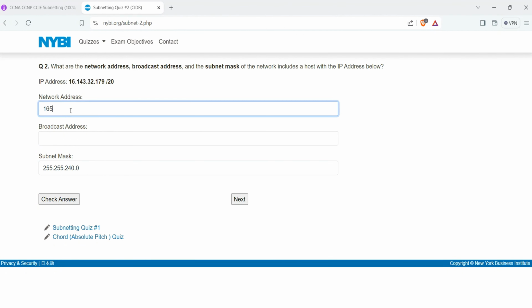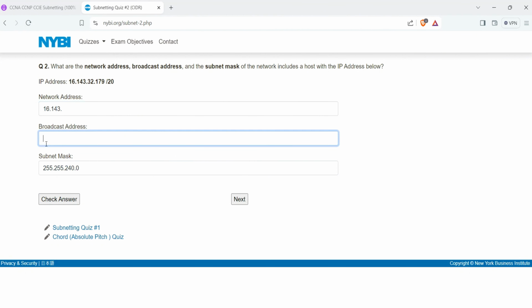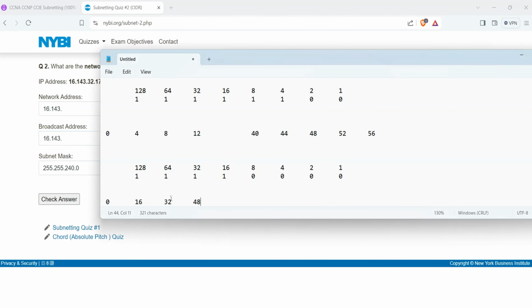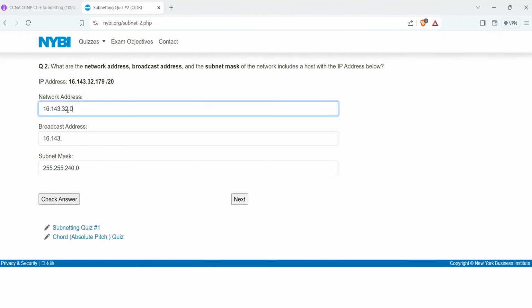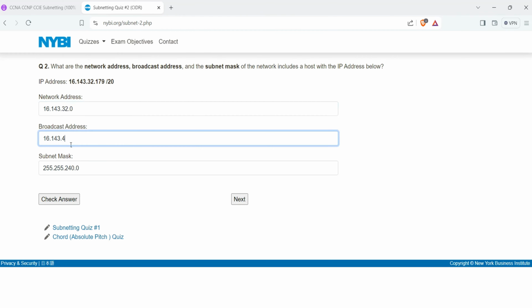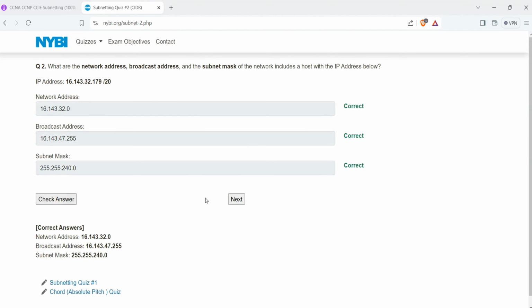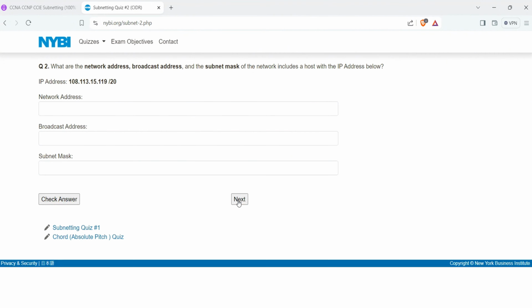So here is 16 dot what, dot 143 dot what? We'll see. Look at this, 16 dot what, dot 143 dot. Okay, where does the 32 fall under? 32 falls between 32 and 48. So this is 32.0. The next network is 48.0. So 47.255 is the broadcast. See that? Then let's go next.